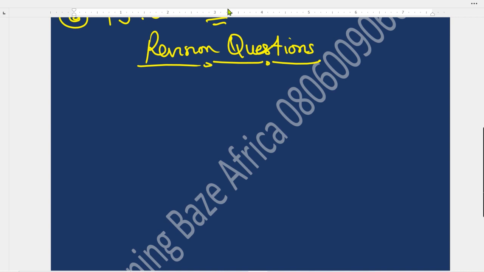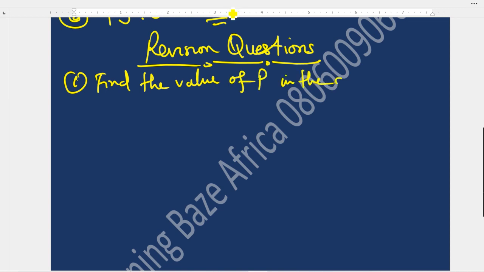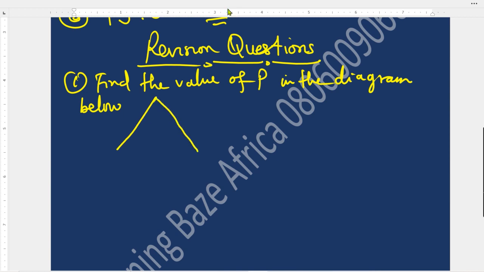So I'm ready to go faster. Number 1 says, find the value of P in the diagram below. I'm going to be fast, so I want everybody to also be fast in their thinking. As I'm talking very fast, make sure your mind is running alongside with me.